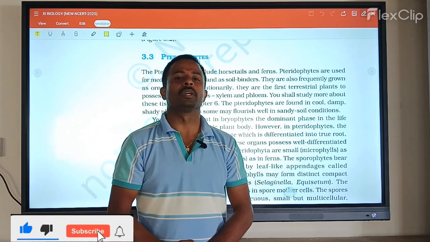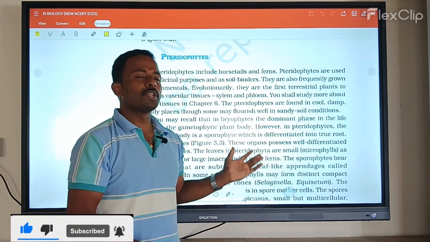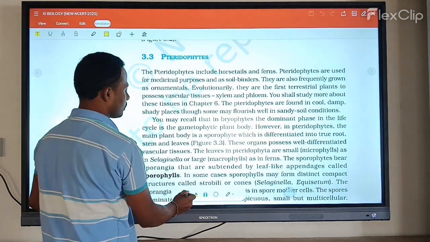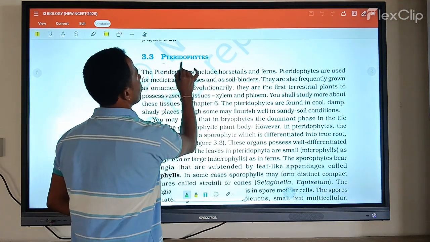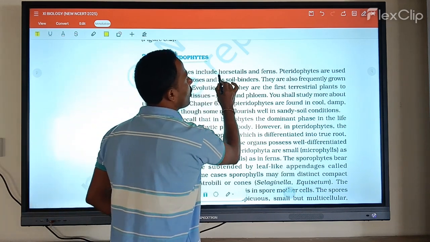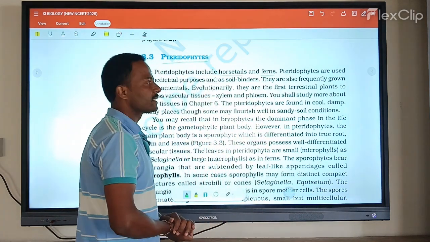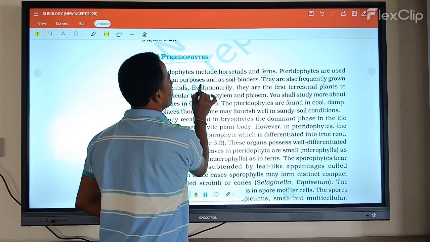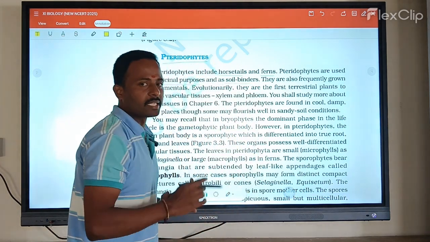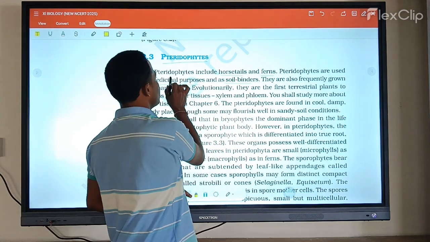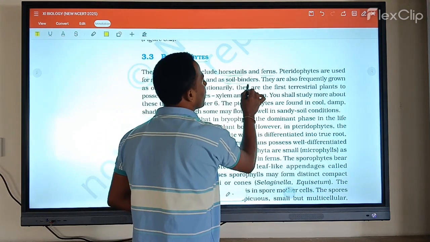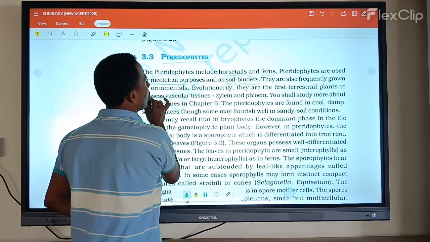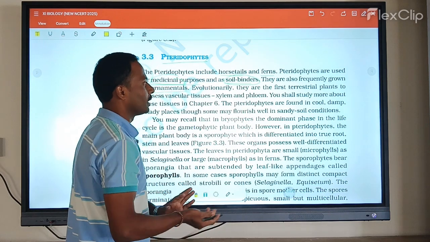In this section, in the plant kingdom, as a continuation of the bryophytes, we will discuss pteridophytes. Pteridophytes include horsetails and ferns. The pteridophytes are used for medicinal purposes and as soil binders. They also frequently grow as ornamentals, so they are used for ornamental purposes too.